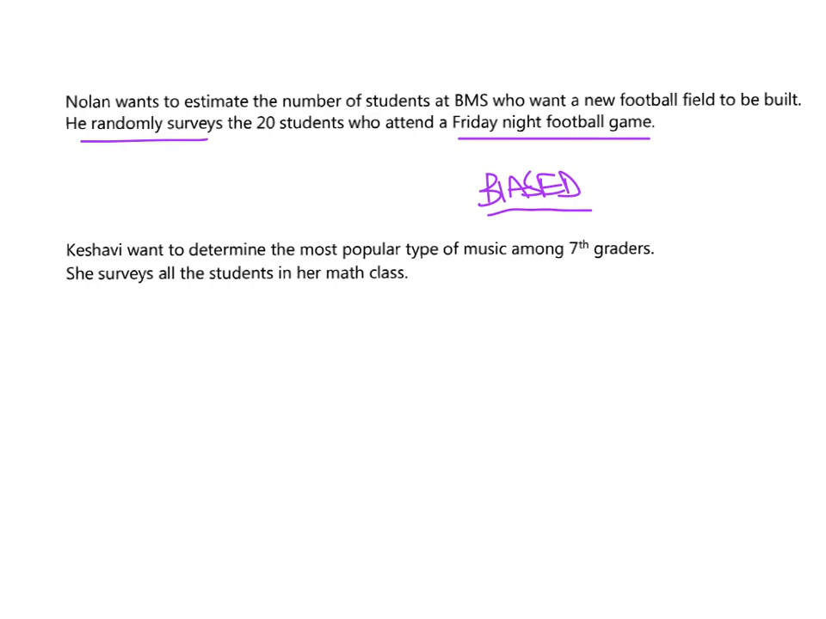Okay, it is unfair. In the second example, Keshavi wants to determine the most popular type of music among 7th graders. She surveys all the students in her math class. Now, her sample, although she is surveying 7th graders, is only including students that are in her math class, which means that if you are not in that class, then you are excluded from this survey. So since there are people that do not have the opportunity to participate, we say that this sample is biased. Okay, she's not randomly choosing students throughout the 7th grade.